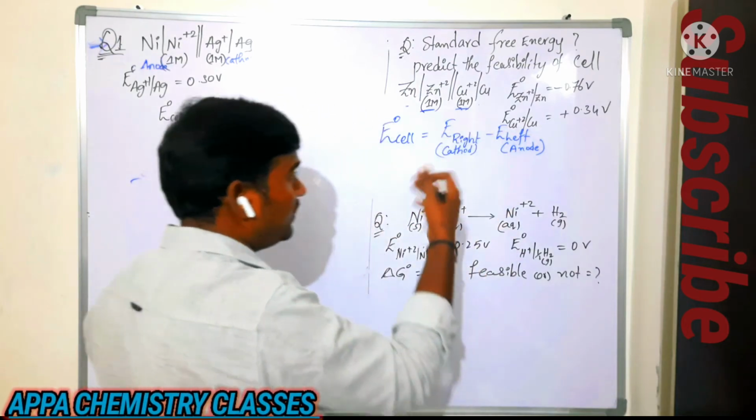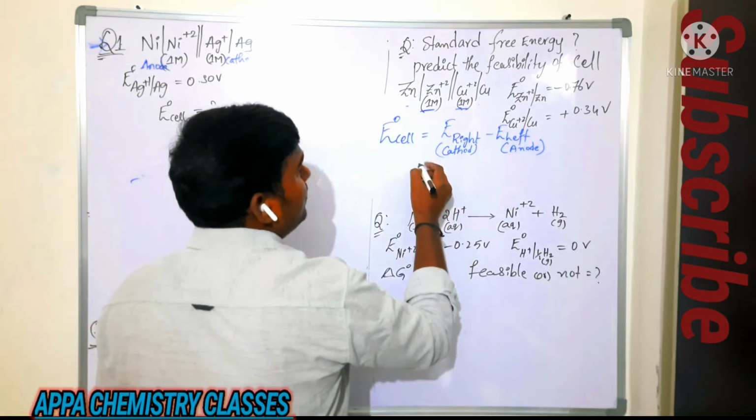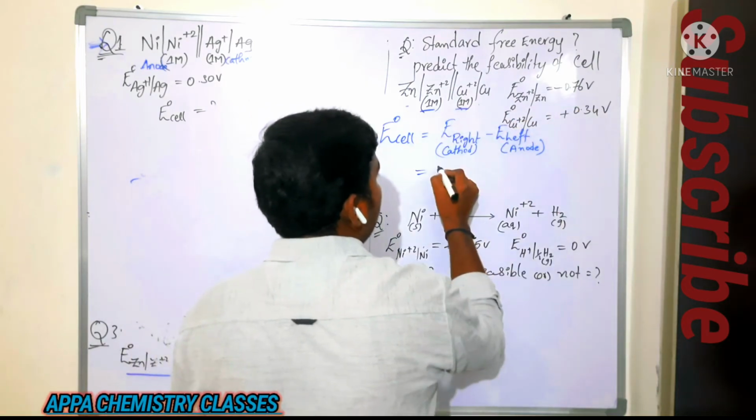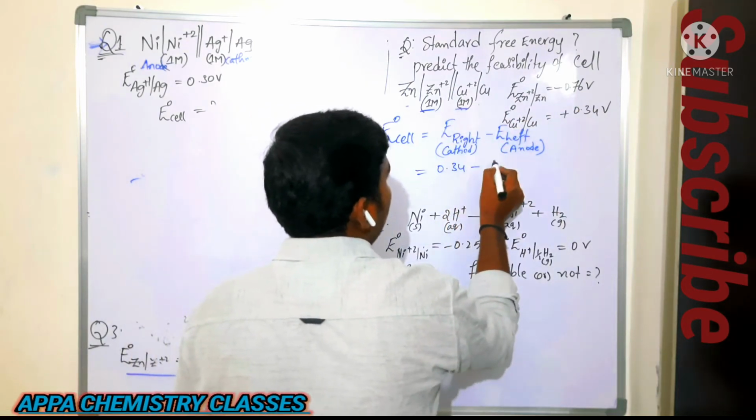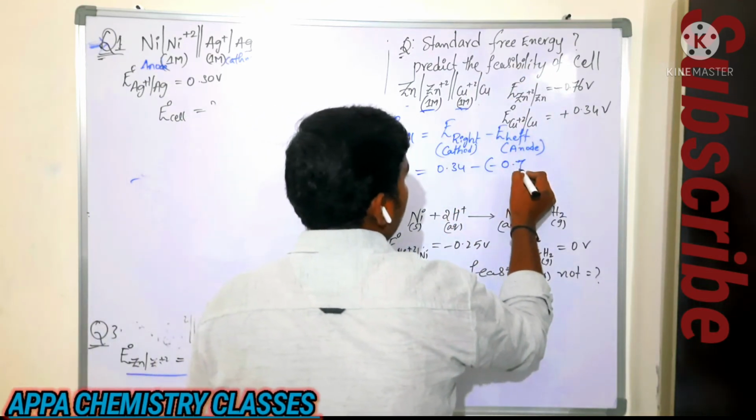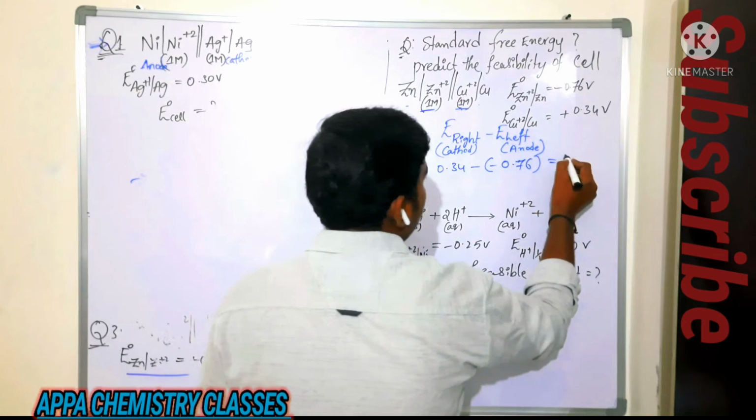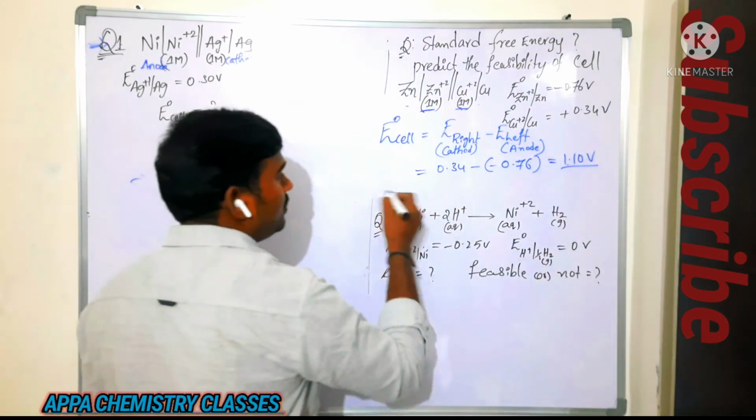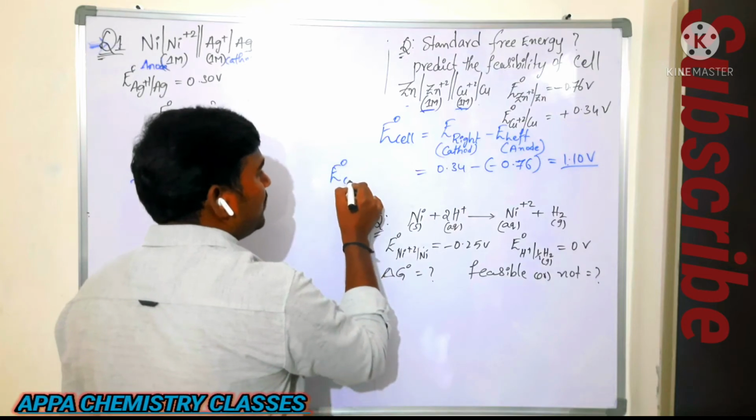Next after this you will get E right. Which one is right? This one. Copper electrode potential is plus 0.34 minus of anode potential is how much? Minus 0.76. So minus of minus plus it becomes 1.10 volts. Electrode potential is what? E naught cell is positive.